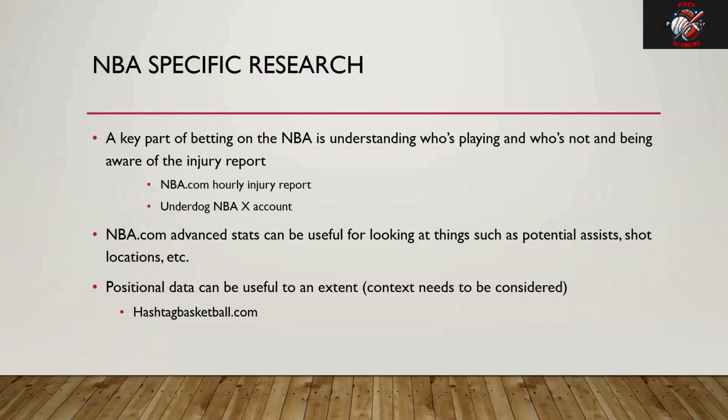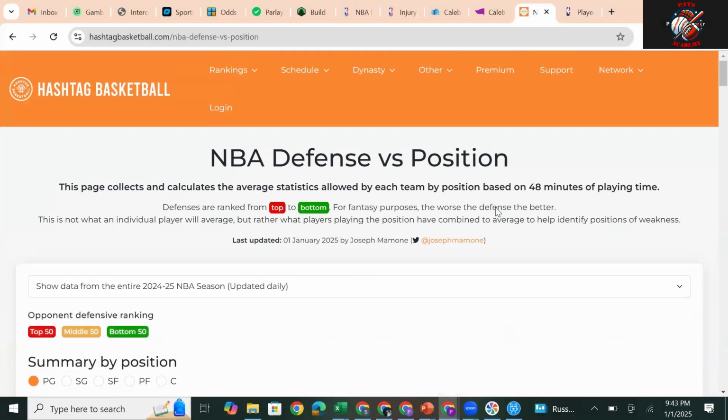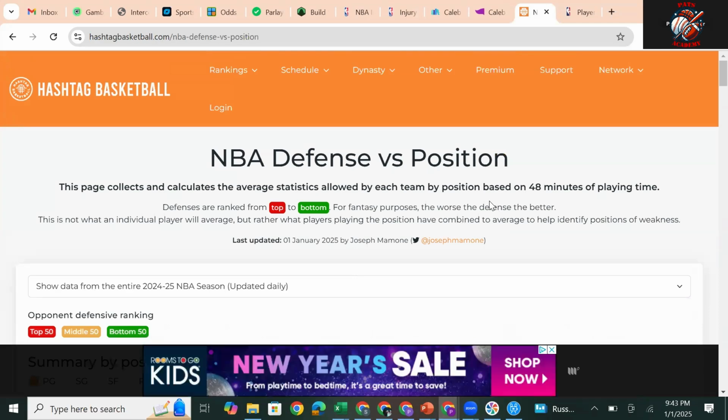Lastly, positional data can be useful for NBA betting to an extent. However, with the NBA becoming more positionless, it's important not to place too much importance on positional data. A good example for this I have is #basketball.com. So this is what #basketball.com looks like.